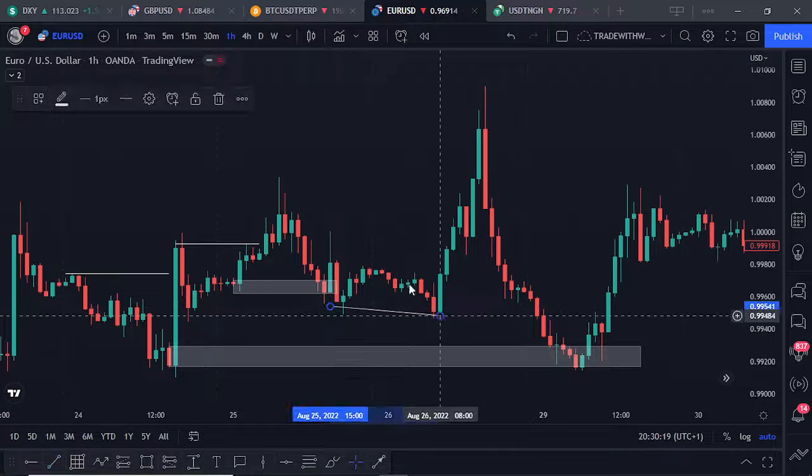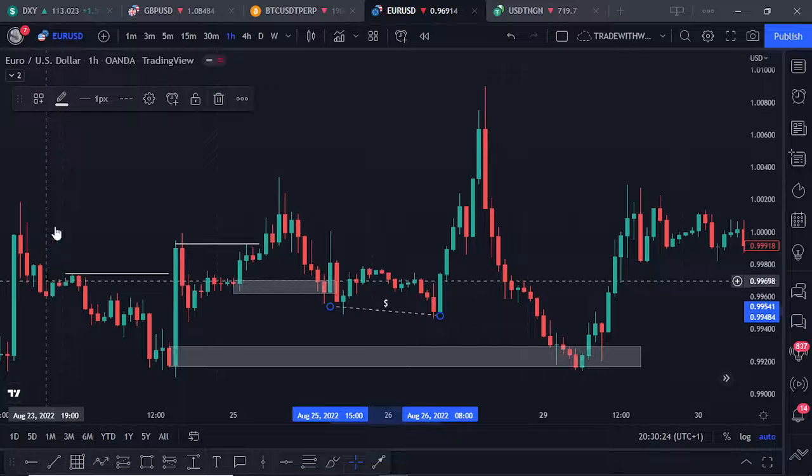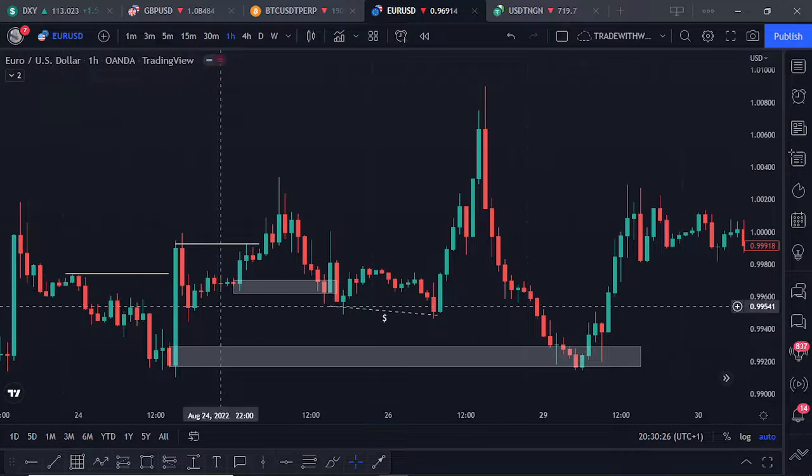You can see now this one is very extreme. It's a very extreme demand zone, and there's a lot of liquidity here.